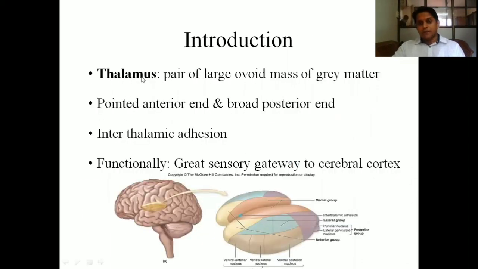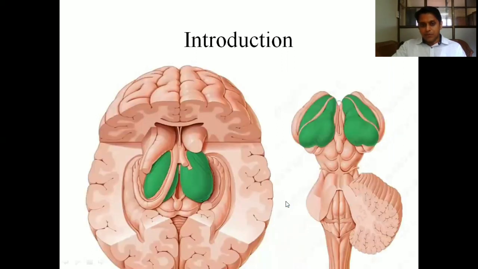Now let us move ahead with the thalamus. We'll concentrate more on the thalamus. The thalamus is a pair of large ovoid masses of gray matter which has a pointed anterior end. You can see right here, this is the anterior end, which is pointed, and the broader posterior end. If you see the long axis of the thalamus, they are oriented obliquely such that at the pointed anterior end they are closer together than at the broader posterior end. So in this picture you can see the broader posterior end, they are far apart, and at the anterior end they are closer together here.